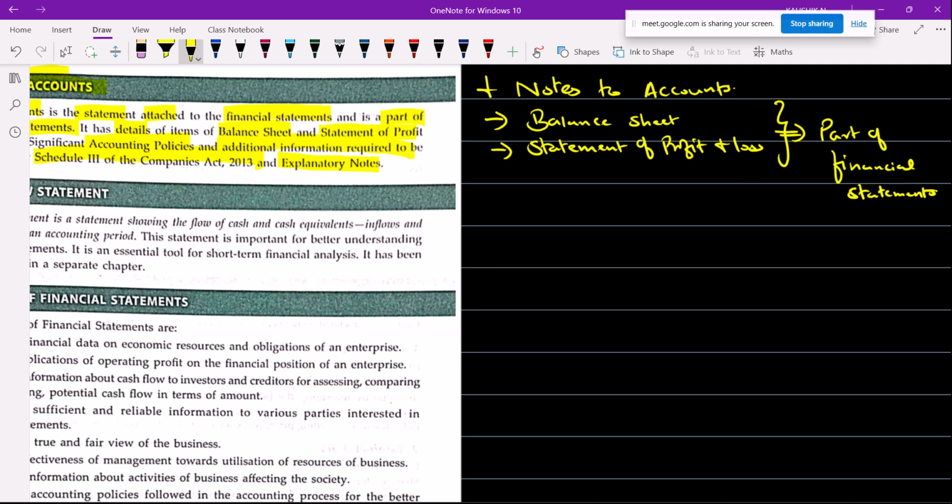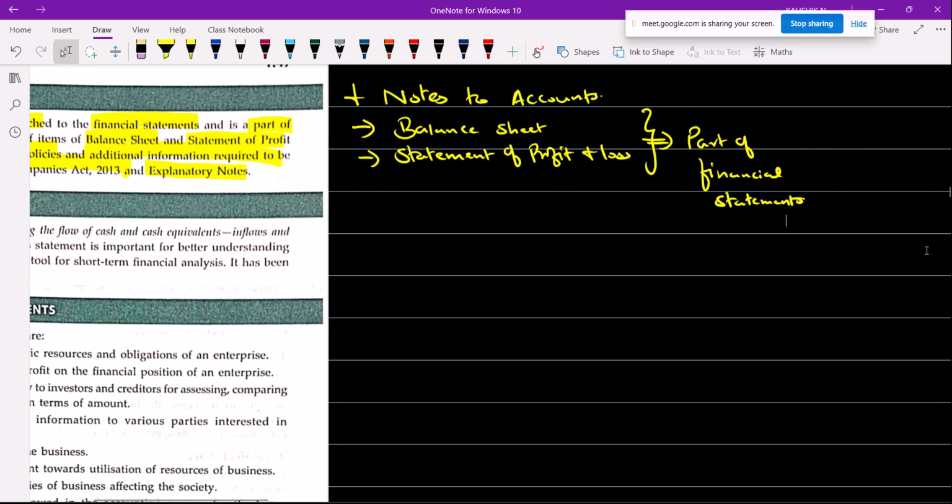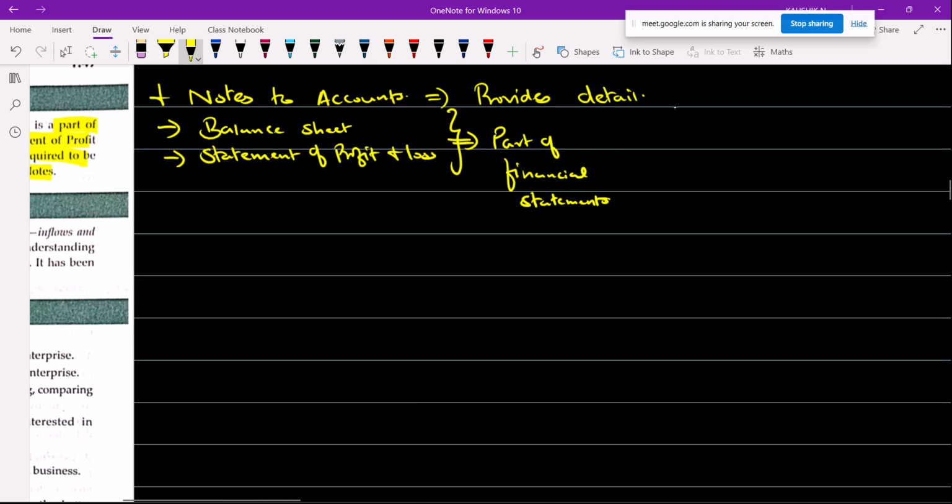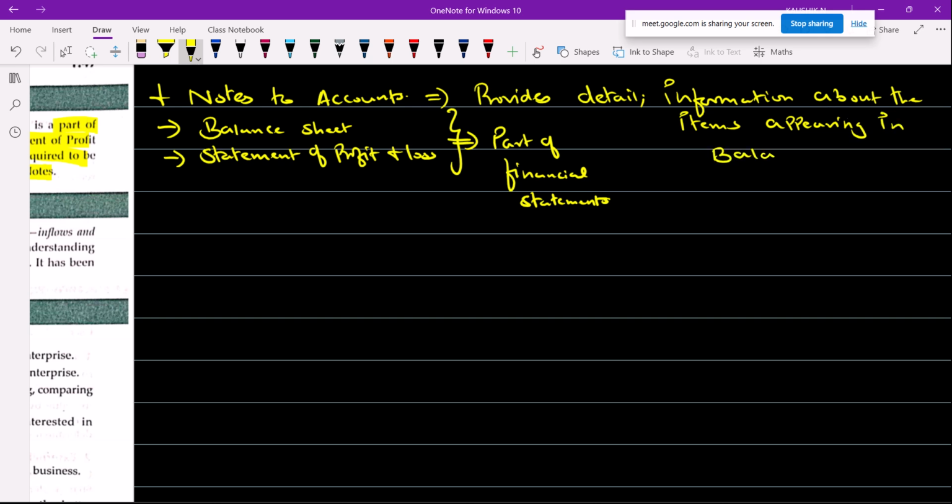And what is it trying to give you? It provides detailed information about the items appearing in the balance sheet and statement of P&L.